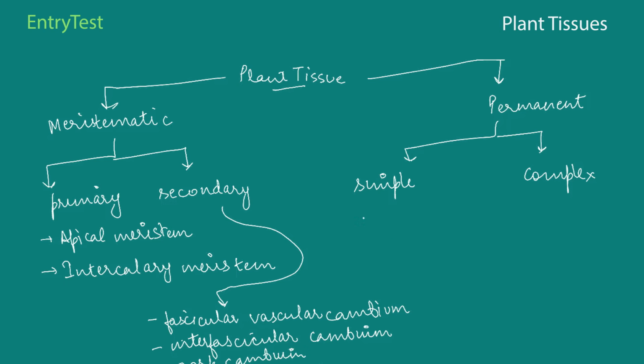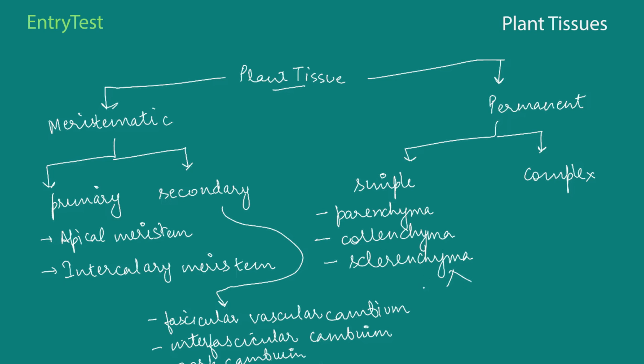Coming to the permanent tissues, the simple ones are of three types: parenchyma, collenchyma, and sclerenchyma. Now sclerenchyma is further of two types. One is fibers and one is scleroids.